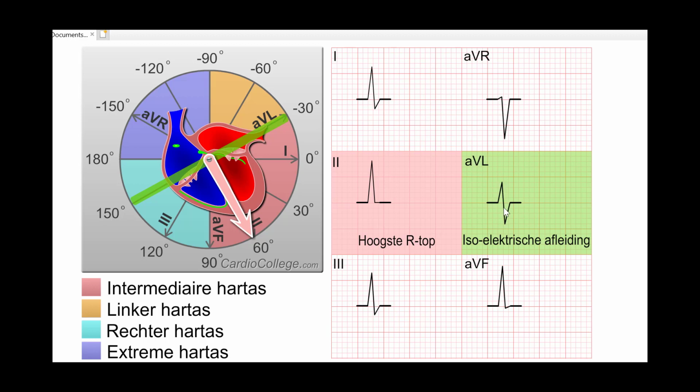The QRS has an equal R and S. It's called equiphasic, meaning the positive and the negative shape match, and some textbooks call that biphasic or isoelectric. We'll call it equiphasic. Why is that interesting?